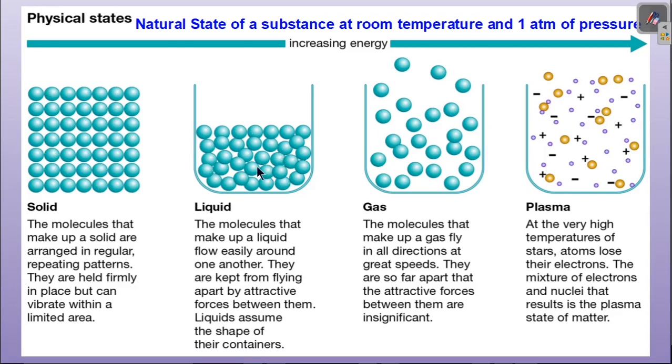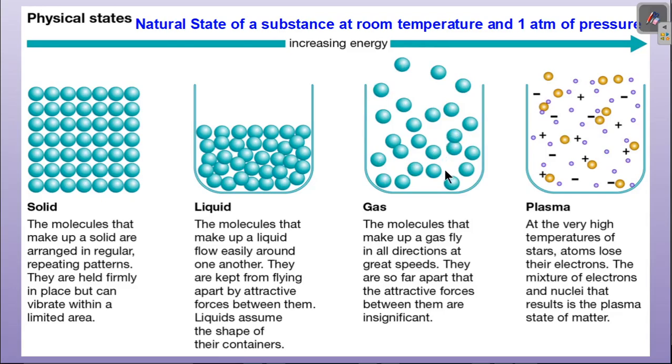Now, in liquids, on the other hand, you already know that they take the shape of whatever container they are in. They flow easily around one another. Those atoms or molecules are moving around. They are kept from flying apart by attractive forces between them. And they move faster than they did when they were in the solid state. Because as you're going to see in a minute, substances can move from one state to another by increasing or decreasing the energy they have, which we give by giving them heat or taking away heat. We're going to look at that in a minute. And of course, we have gases.